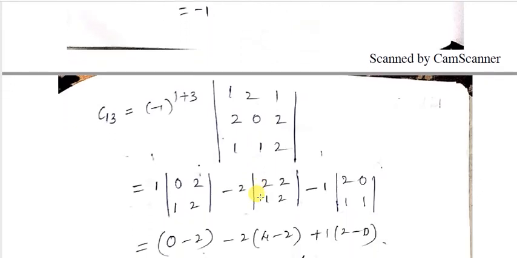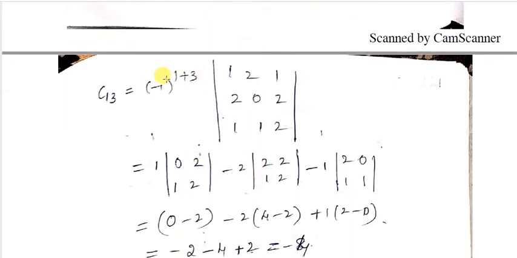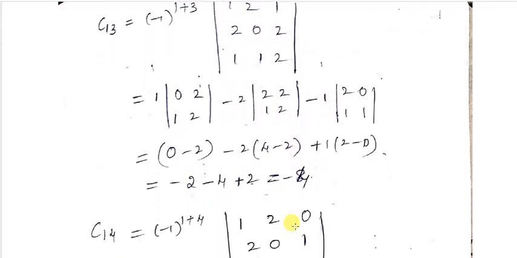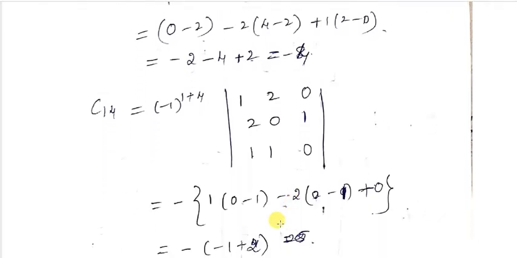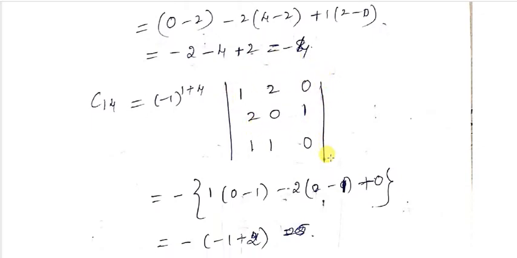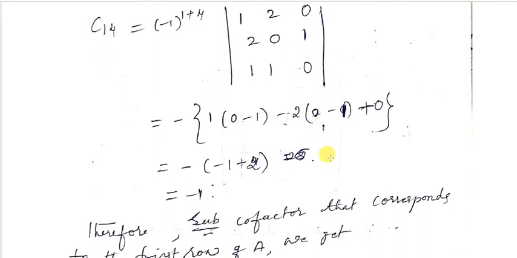So the cofactor of C13 is minus 1 to the power 1 plus 3 times the determinant of the minor matrix. The minor matrix will be obtained by deleting the first row and the third column. Again, expanding and simplifying, we get the value. And lastly, the cofactor of the fourth element is minus 1 to the power 1 plus 4 times the determinant of the minor matrix. The minor matrix is obtained by deleting the first row and the last column. Expanding this determinant, we get minus 1.